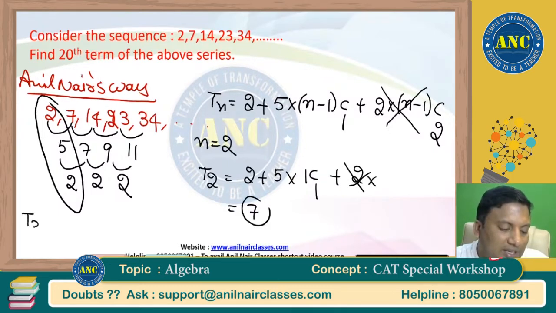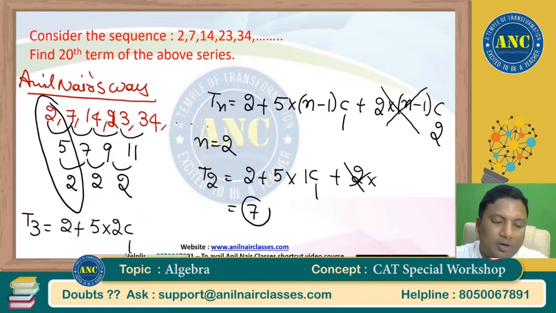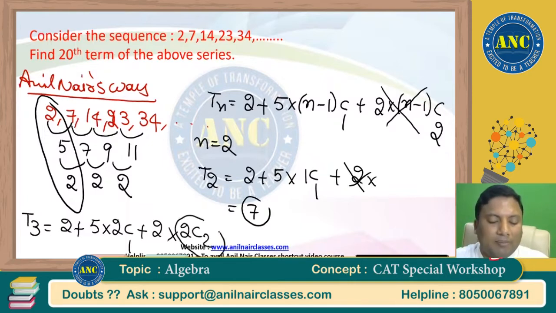Suppose if it is T3, these are nothing but 2 plus 5 into 3 minus 1, 2C1. Okay. Next one, plus 2 into 3 minus 1, 2C2. 2C2 is nothing but out of 2 selecting 2, which is 1. 2 times 5 is 10, 2 plus 10, 12. 12 plus 2, 14. Any value you will get very, very easily.